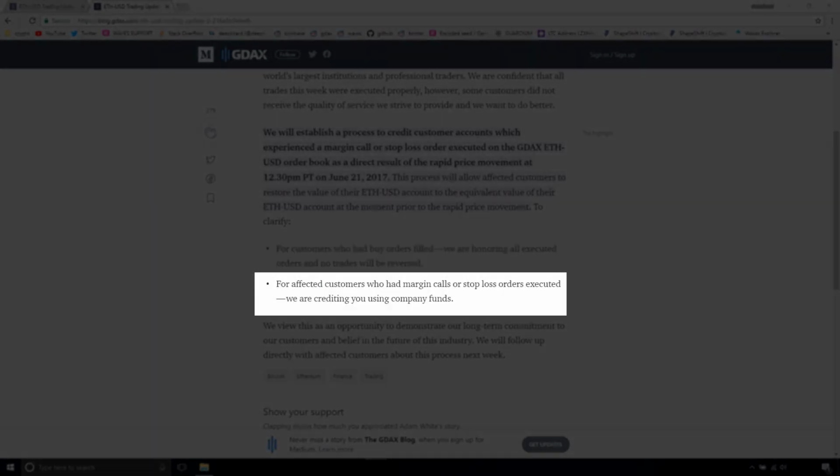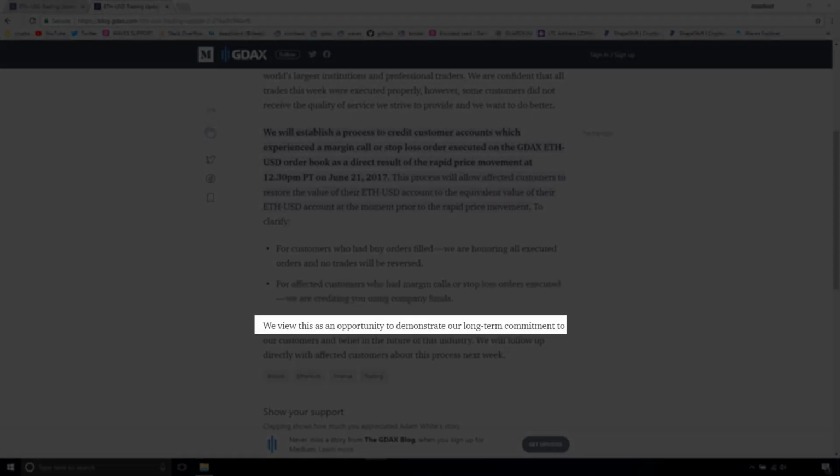For affected customers who have margin calls or stop losses executed, we are crediting you using company funds. Whoa, I couldn't believe this when I heard it. Absolutely could not believe it. The reason I couldn't believe it is because GDAX specifically markets to professionals and institutions, and a professional and an institution should understand how to use these particular tools. What we have been talking about for the past 10 videos in this series is use stop orders that have a limit price. And then also margin is extremely dangerous. Now they're going to go ahead and make these customers' accounts whole.